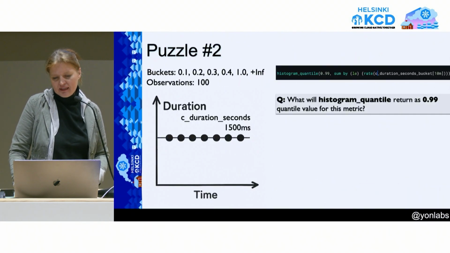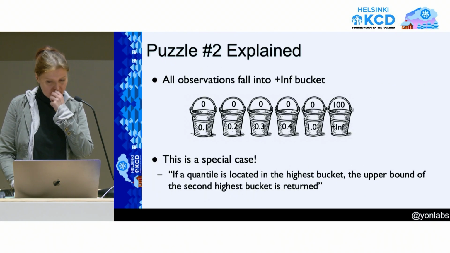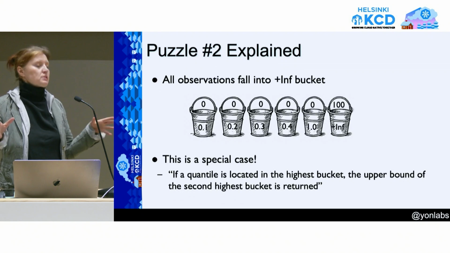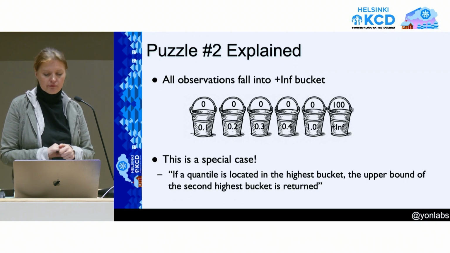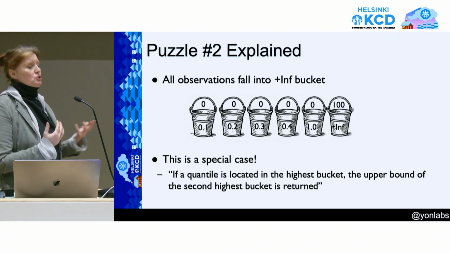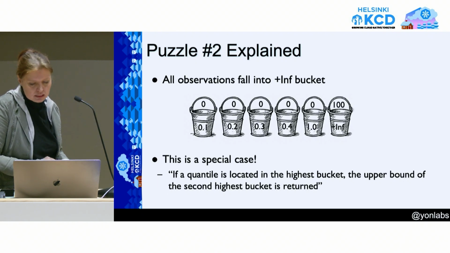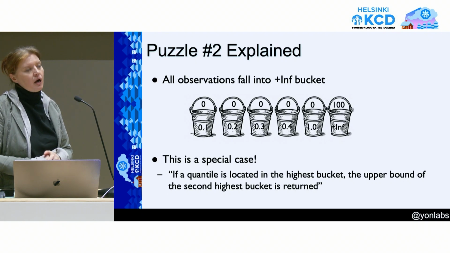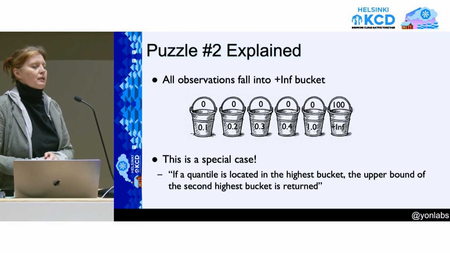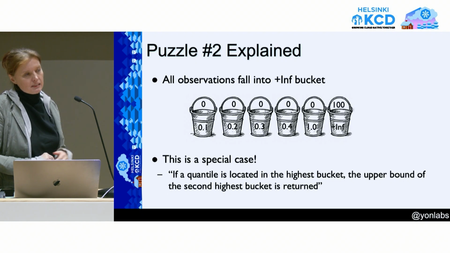Why? Again, you see that all observations fall into this plus inf bucket, and this is a special case. When you read Prometheus docs, you see that if a quantile is located in the highest bucket, then the upper bound of the second highest bucket is returned. So this means like 1 second.